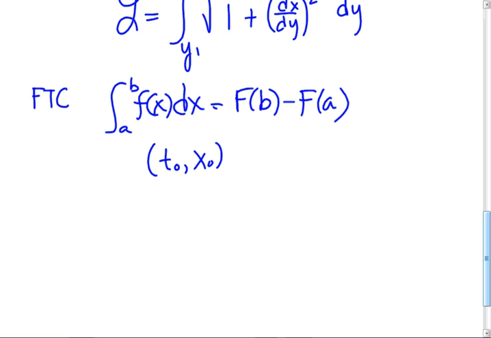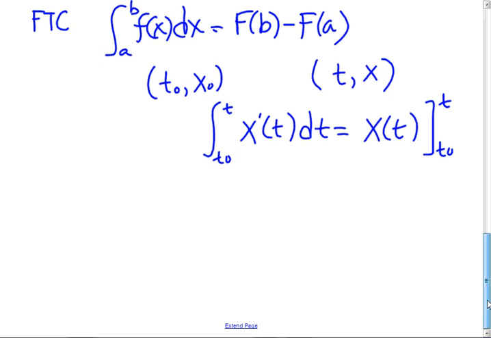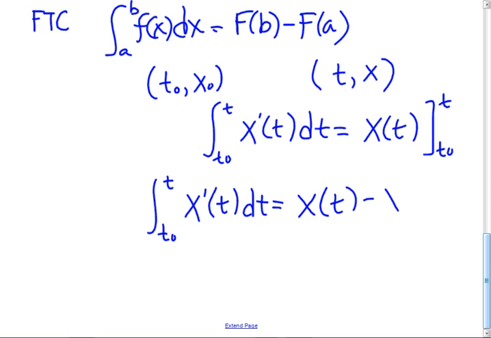If they want you to find the position at some later time, t and x, then what we do is we integrate from t0 to t of x prime of t. What's the antiderivative of x prime? X of t, evaluated at t0 and t. This is just the fundamental theorem of calculus, but you will see it in AB. So the integral from t0 to t of x prime of t dt, and we're going to see this in the first problem, is going to be x of t, maybe it's 4, minus x of t0.